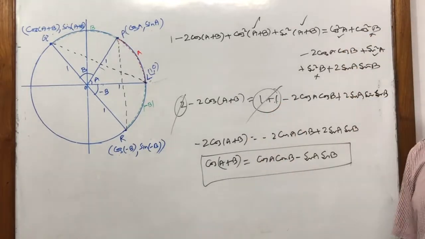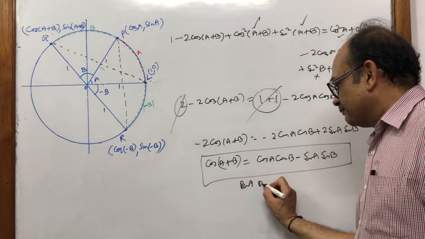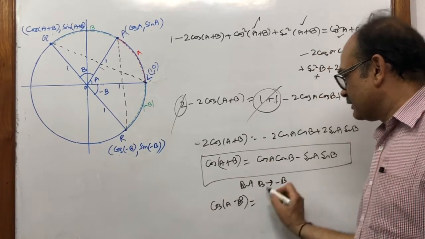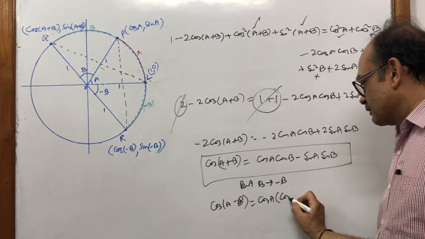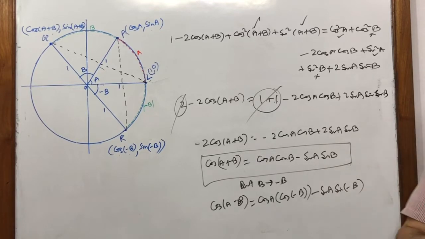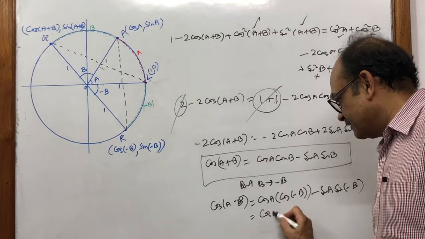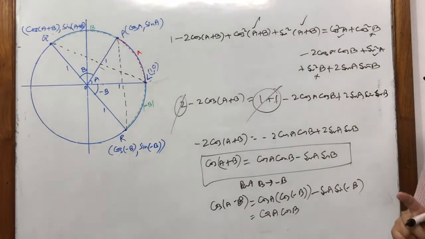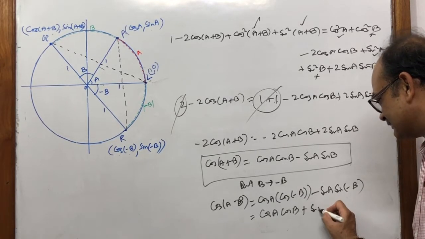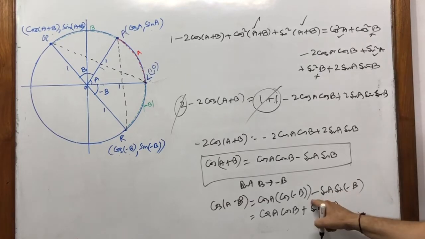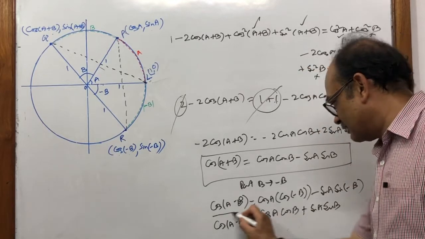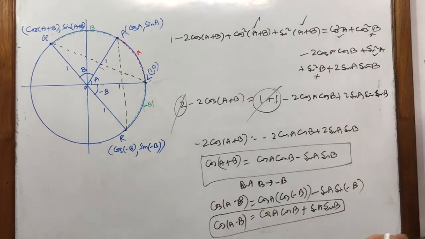Now a small change. If we convert B into minus B, what are we getting? Cos(A minus B) equals cos A cos(minus B) minus sin A sin(minus B). What are we getting? Cos A cos B. Why cos B? Cos of minus B is cos B, fourth quadrant. Minus minus plus sin A sin B. Why sin B? Fourth quadrant. So cos(A minus B) is nothing but cos A cos B plus sin A sin B.